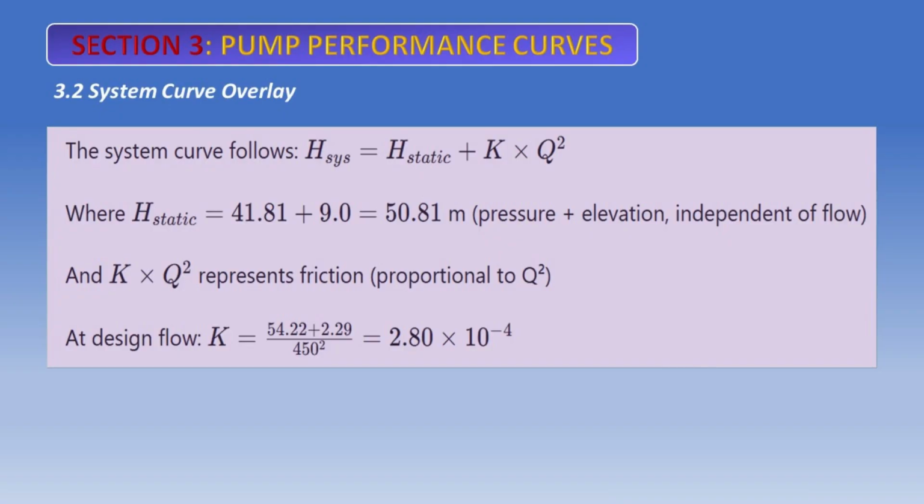We calculate the static head to be 50.81 meters. Then we find coefficient K by taking our total friction at the design flow and dividing it by the flow squared. This equation, H_system equals 50.81 plus K times Q squared, allows us to plot the system curve on the pump curve. The intersection of the pump curve and the system curve is the operating point.